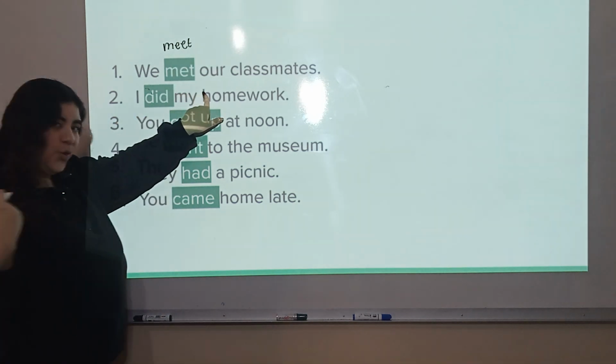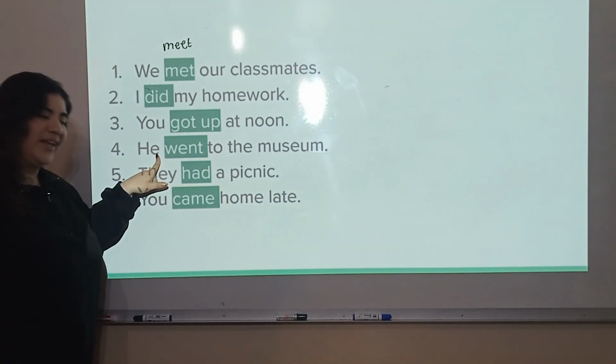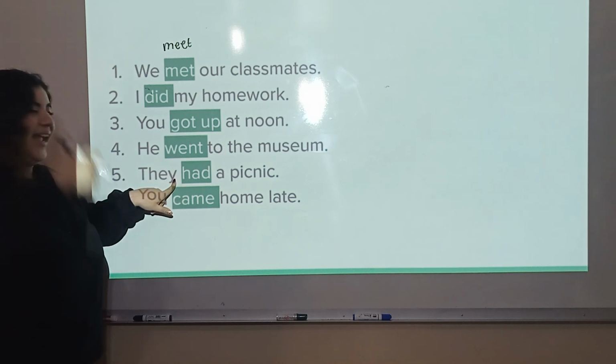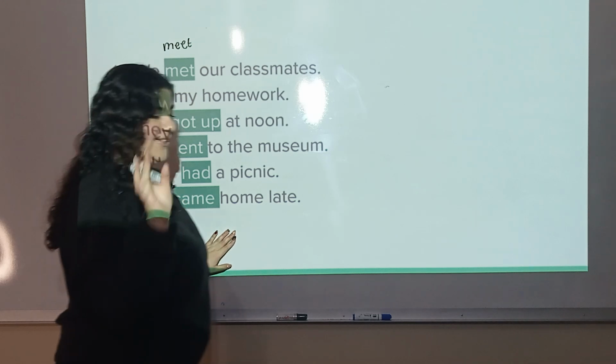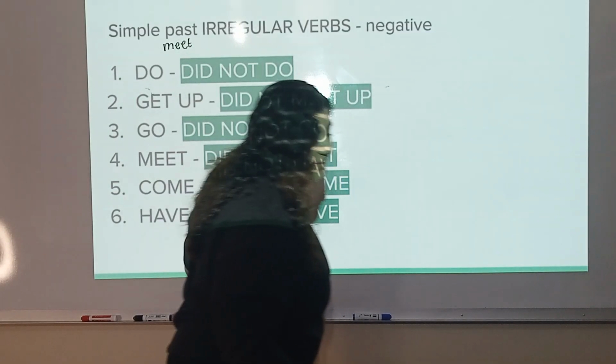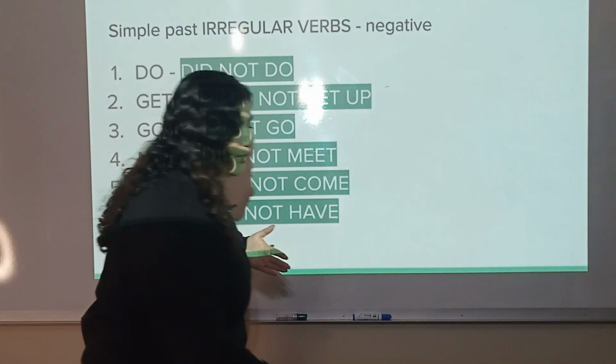I did my homework. You got up at noon. He went to the museum. They had a picnic and you came home late. All of this is in the past. The only difference is that these verbs are irregular and therefore don't follow the rules.